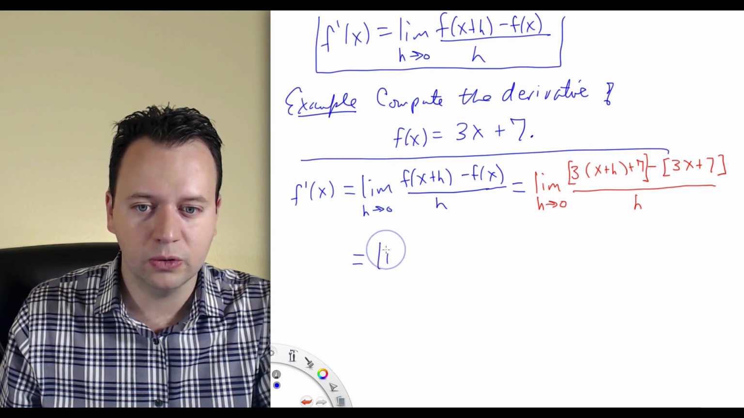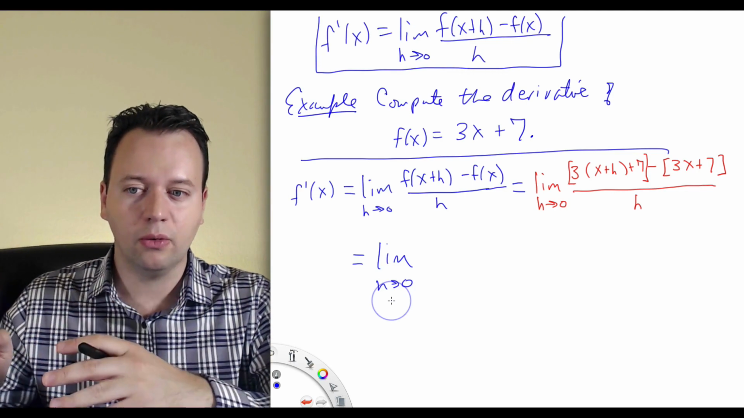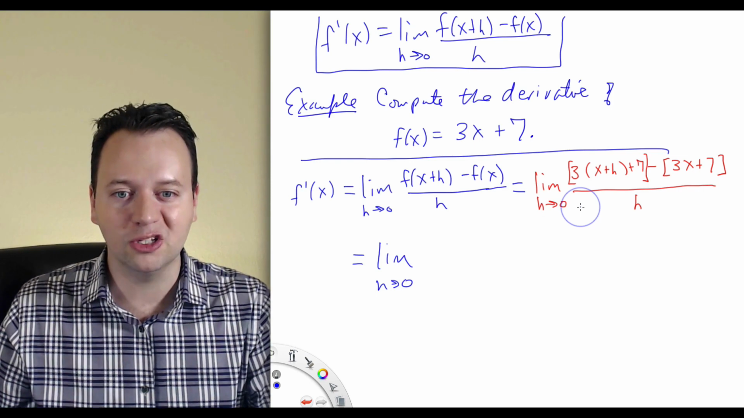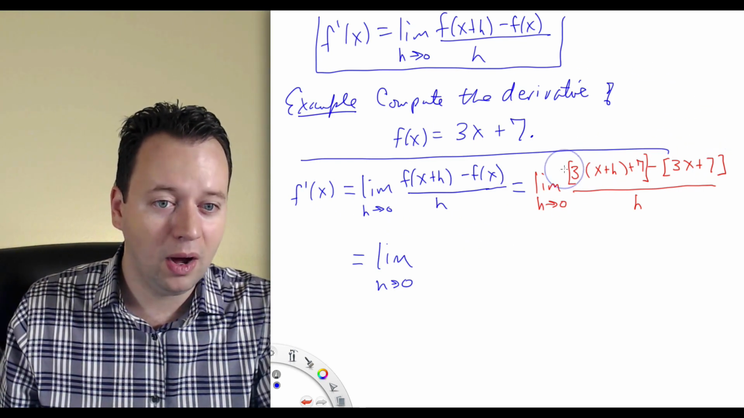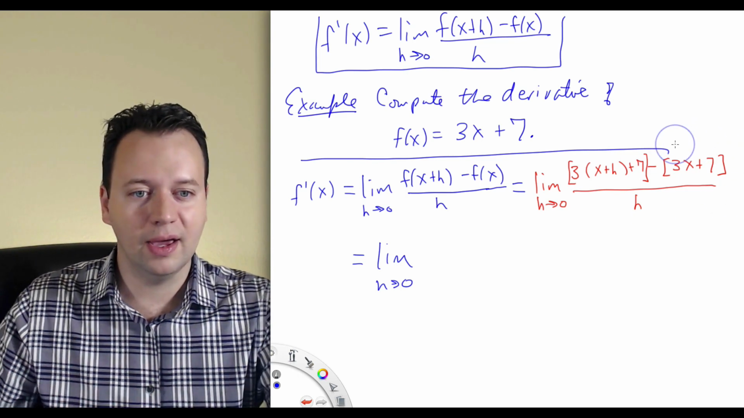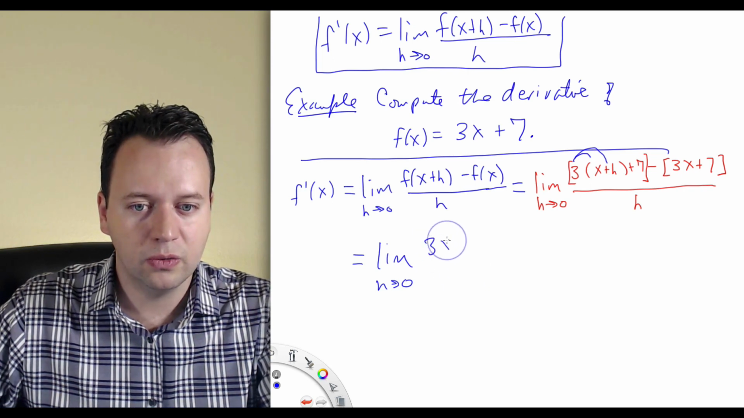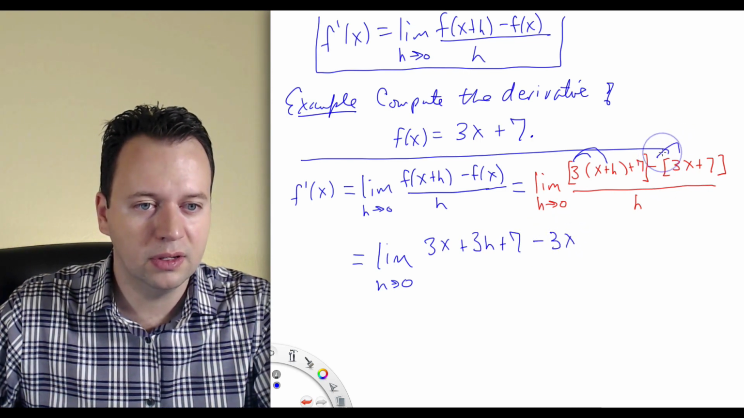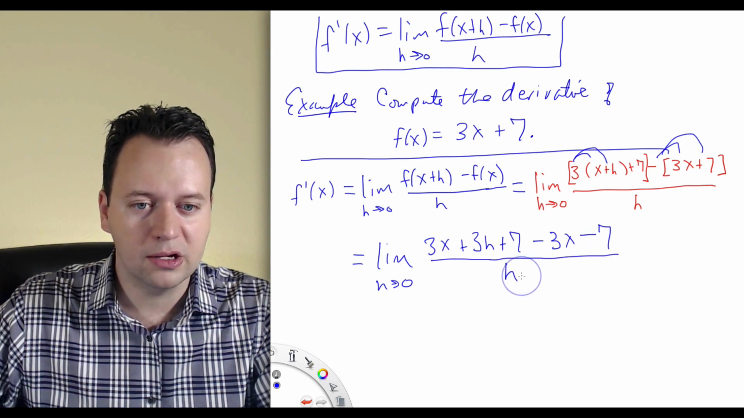So this is equal to, again, the limit just stays along for the ride. I'm not ignoring it. I'm not writing it because I've got an equal sign. So these all have to be equal expressions. These are all equal to f prime of x. All I'm doing is taking what I'm taking the limit of and simplifying it. So here I'm going to do the distribution. It's 3x plus 3h plus 7, and then minus 3x, and I'll distribute this minus sign too, and then minus 7, all over h.